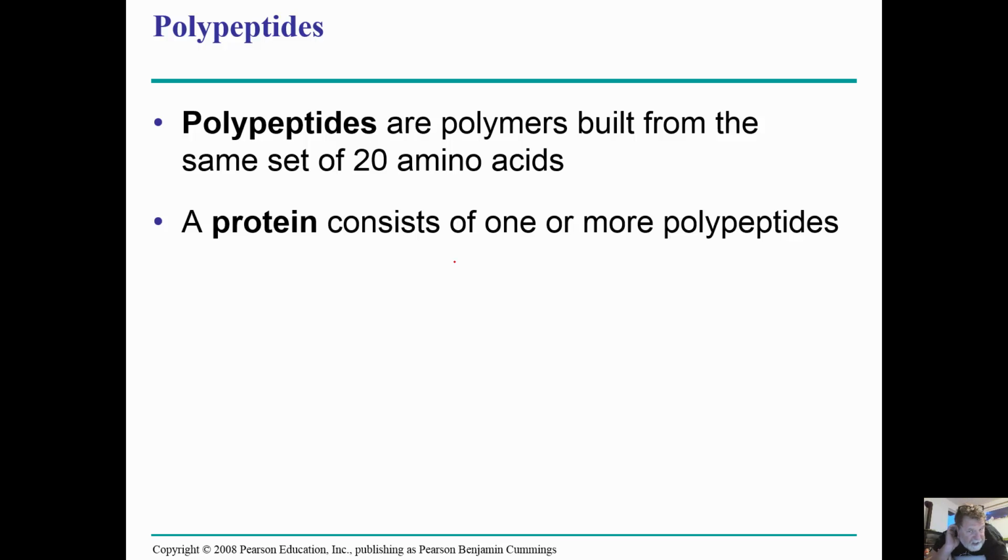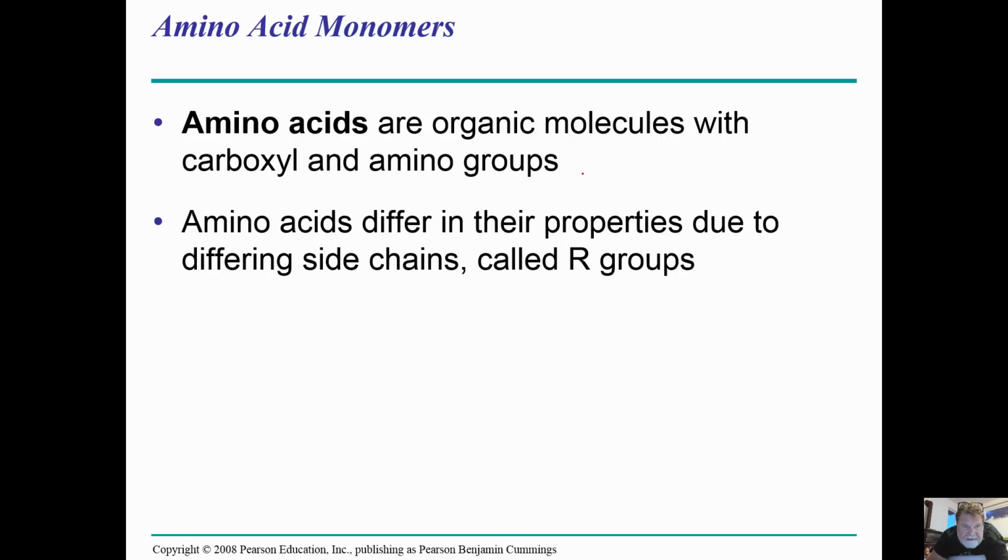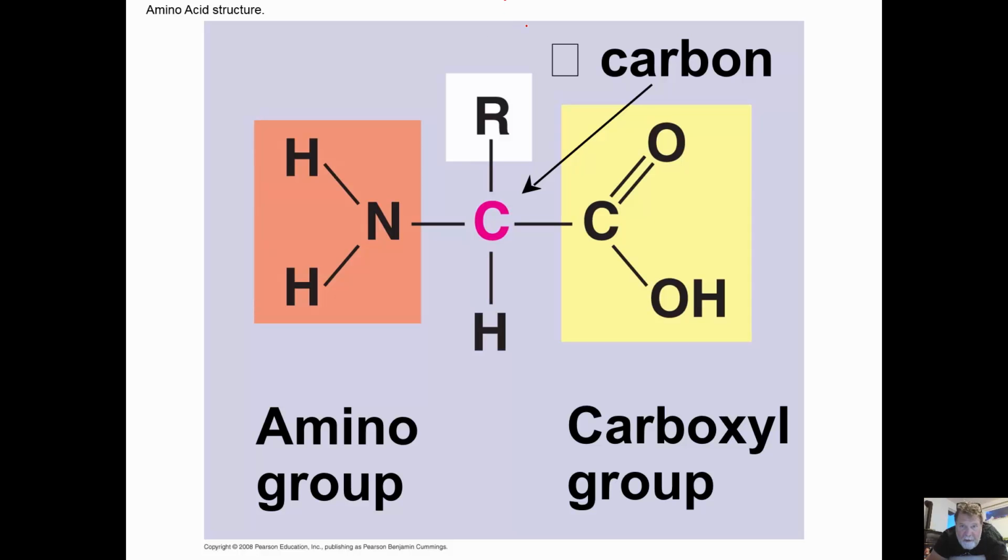A polypeptide is a polymer built from the same set of 20 amino acids. I really think that proteins are the little nano robots of our future, and that we're going to use them more and more as we're able to build more of those. But basically, a protein consists of many amino acids. Know the basic structure of an amino acid. We have this R group, we have an alpha carbon that's attached to a carboxyl group and an amino group.